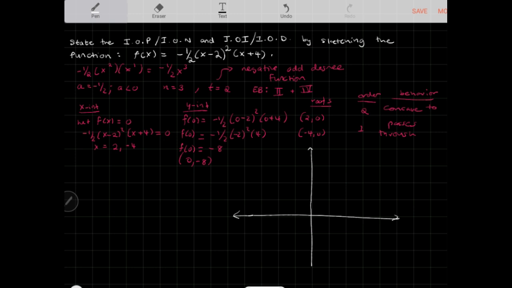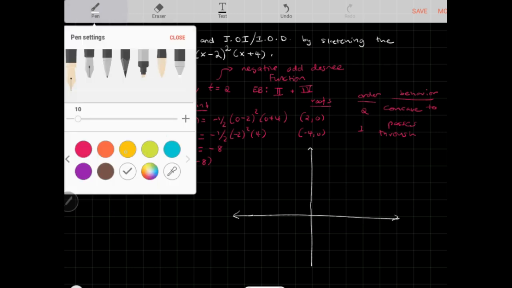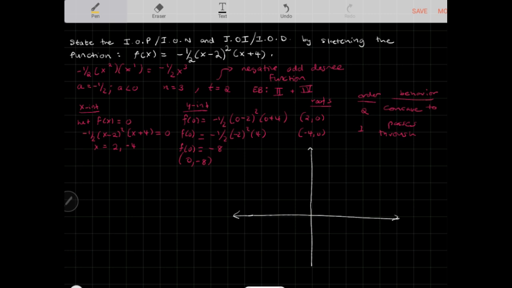So it's a negative odd degree function. I'm going to plot the roots real quickly. The roots here are 2 and -4. This is the 0 mark, so this is (-4, 0) and this is (2, 0). We have a y-intercept of (0, -8), so let's just put that here. I'm not drawing this to scale.